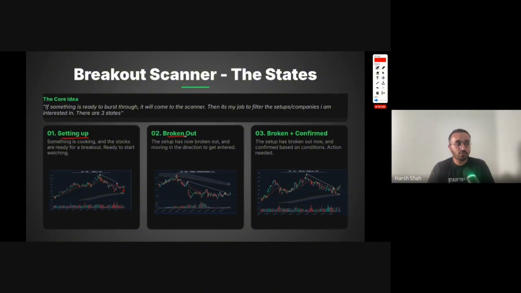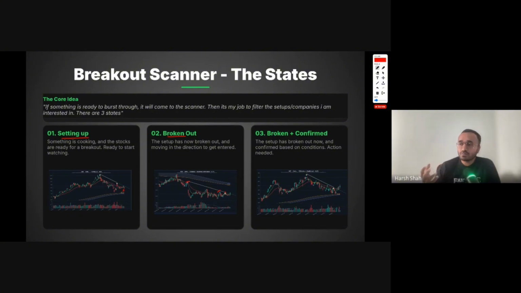Then we have the broken out bucket. Once a stock is part of the setting up bucket, it eventually graduates and moves to broken out. Broken out's definition is pretty simple: something is coming out of the white line. If you look previously, it was getting rejected many times. Algos were selling and a lot of things were happening. But when it breaks out, if it is happening with volume, that gives me a little bit more confidence.